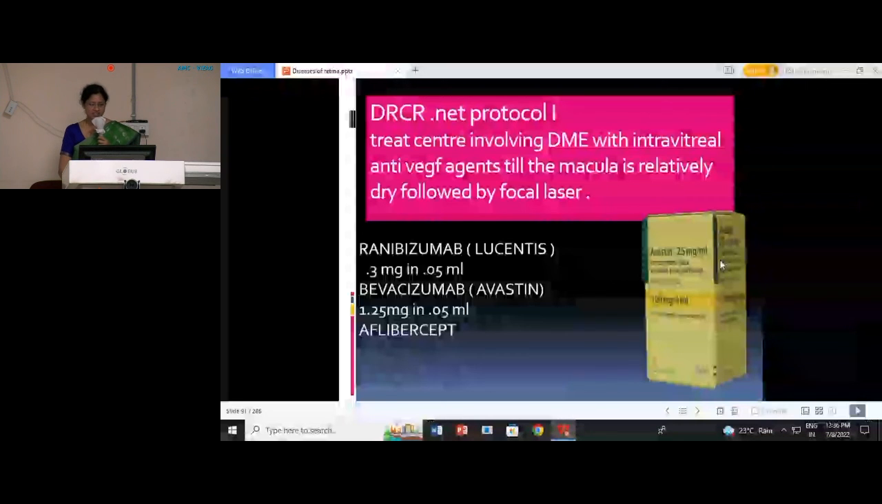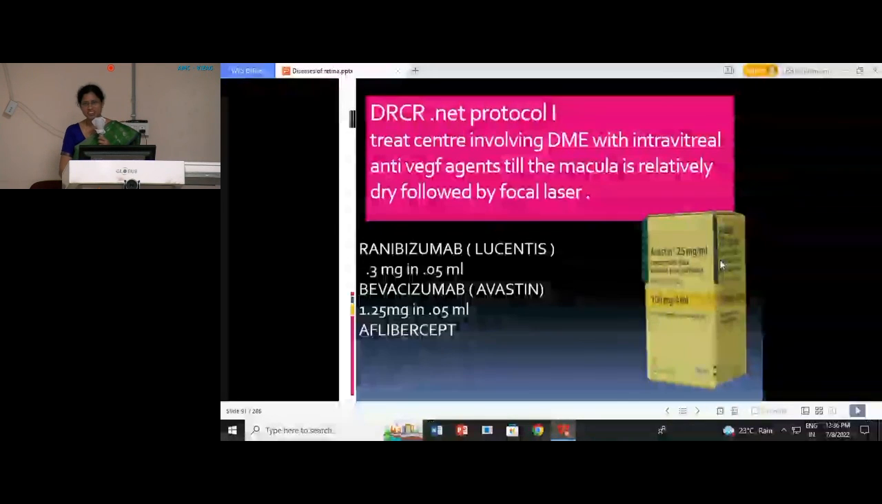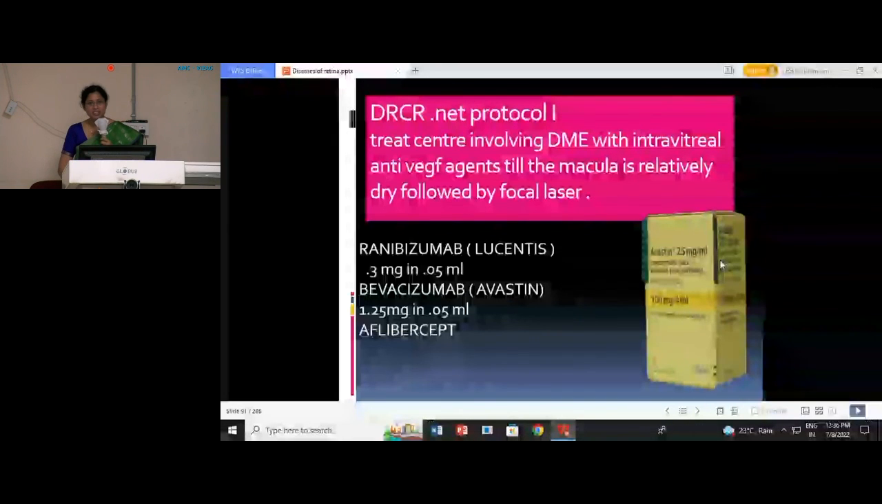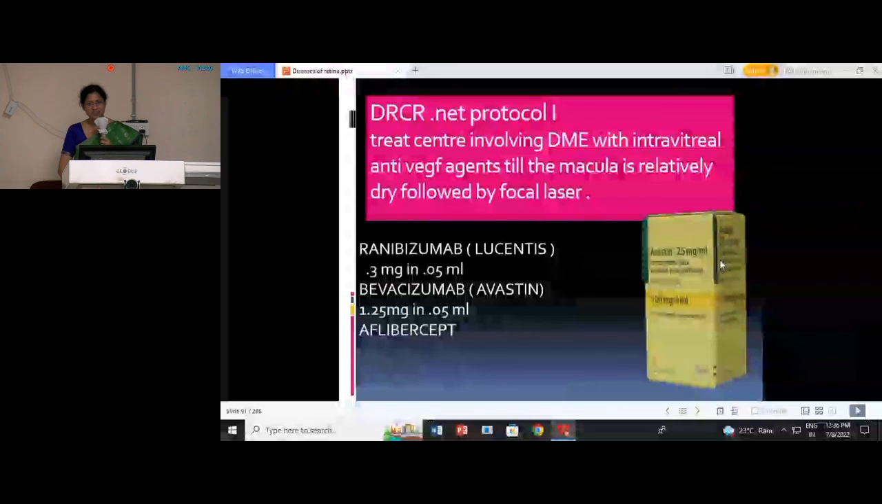So what are the various anti-VEGF drugs? Ranibizumab, bevacizumab, and aflibercept. These are the anti-VEGF drugs, and we give them as intravitreal injections.